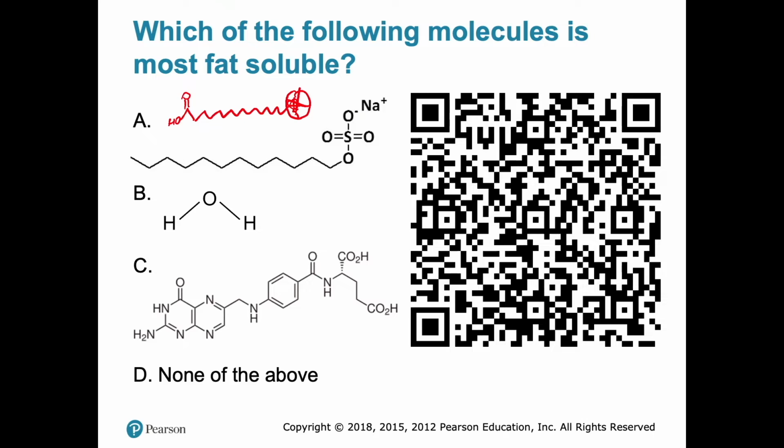The only thing that has the long carbon chains of CHs is the fatty acid, molecule A here. This is water, of course, which doesn't have any carbons. While this one does have carbons, look at all the hydrogen bonding capable functional groups here, right? So that's definitely going to be soluble in water. So the only one that is going to be soluble in fat, or mostly soluble in fat, is going to be the top one here. Does anybody know what that molecule is?